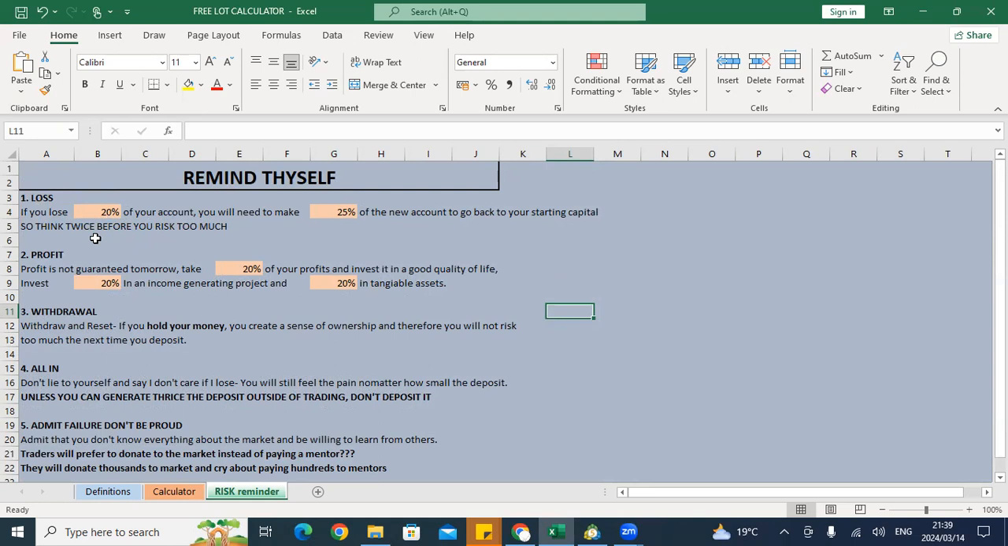So say you started at $100 and you lose $50. That's 50% of your account. So you will need to make 100% of the new account, which is the $50 one, for you to be actually back at your 100. So this will help you to understand why taking big risks is not really worth it. It is worth it if you can generate thrice the deposit or thrice the amount that you have deposited outside of trading. Otherwise, don't trade full margin, all right?